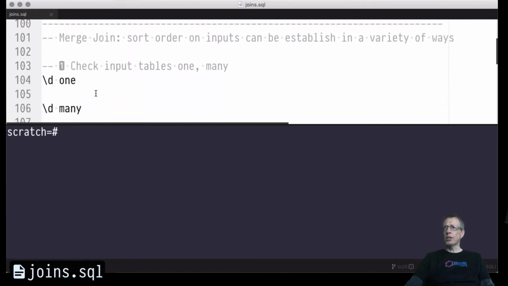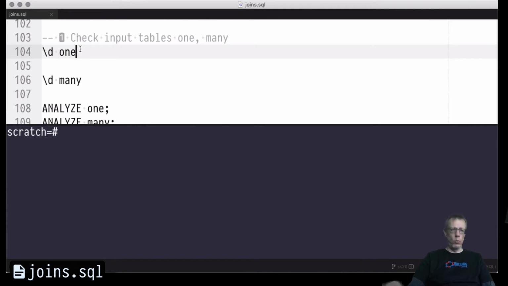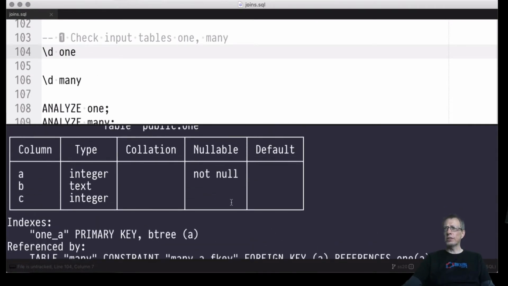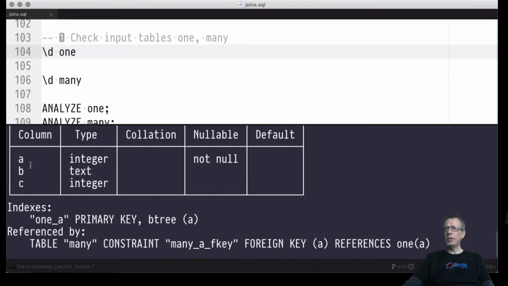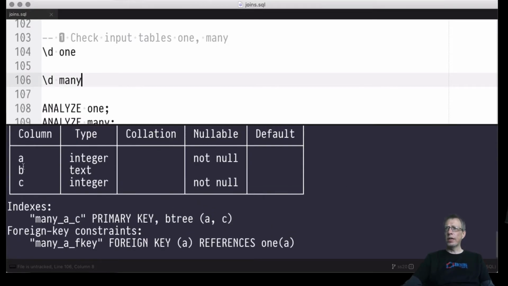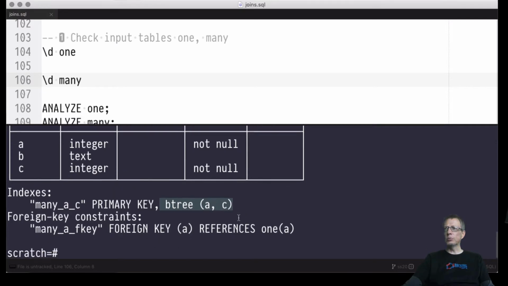This would be our discussion here. So let's recall the one and many tables and their schemata. This is the one table, ABC table, with just the primary key index on column A. And the many side of things, again with ABC columns. This has the composite key with a concatenated B tree on the AC columns. We have seen these tables before.